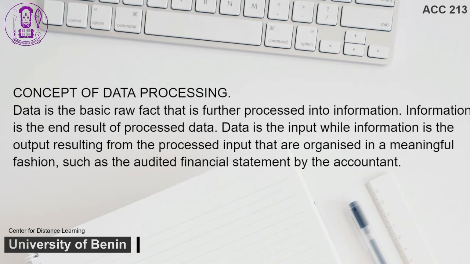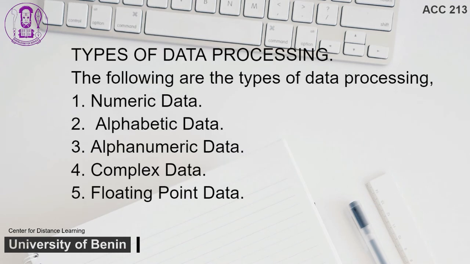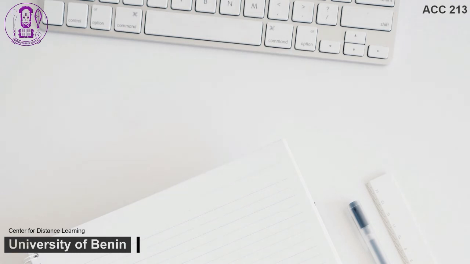Data is the input, while information is the output resulting from the processed input that is organized in a meaningful fashion, such as the audited financial statement by the accountant. Types of data processing. The following are the types of data processing. 1. Numeric data. 2. Alphabetic data. 3. Alphanumeric data. 4. Complex data. 5. Floating point data.